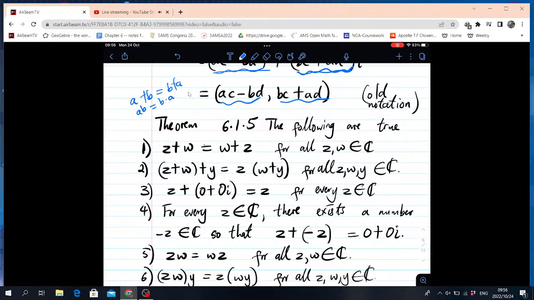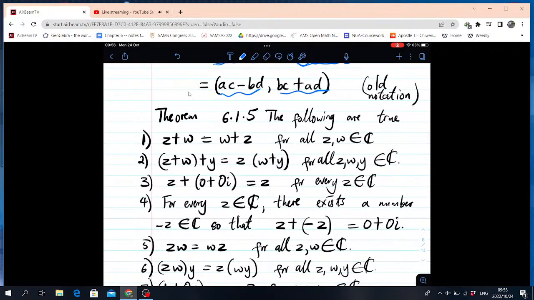We want to see which ones can be extended to complex numbers. So that leads us to Theorem 6.1.5, which says the following are true. If you have two complex numbers and you add them, the operation of addition is going to be commutative. So this is commutativity of addition.